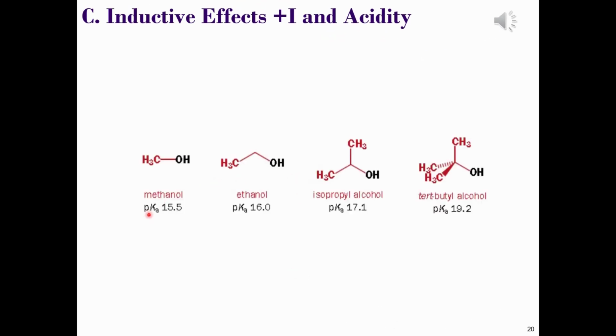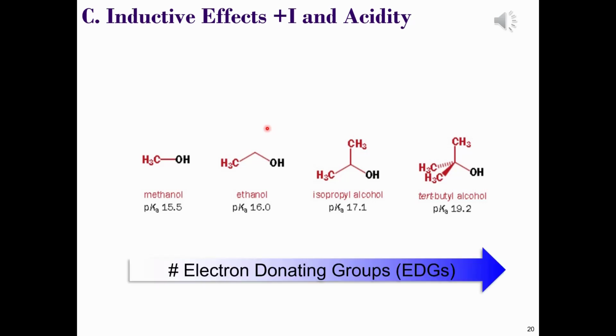On this slide we see the result of positive inductive effects and their consequences for the acidity of an alcohol series. Now the point here is that the alkyl groups behave as electron donating groups. So when there are more of them placed around the acidic group, which in this case is the alcohol, then these protons become less acidic.